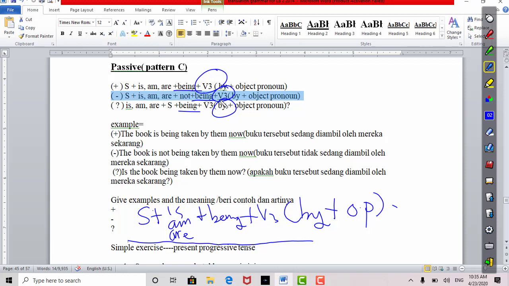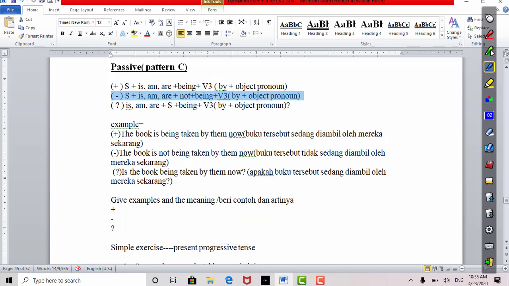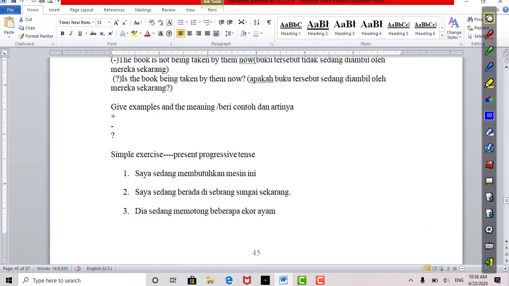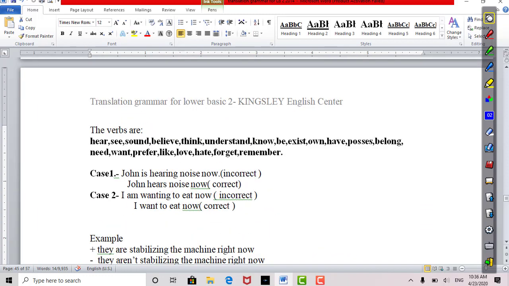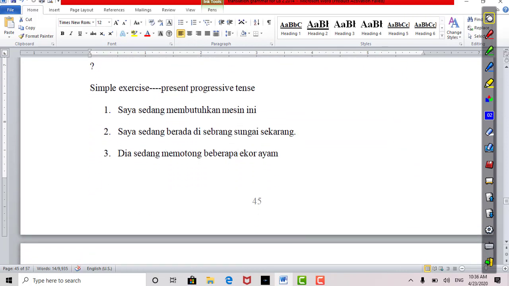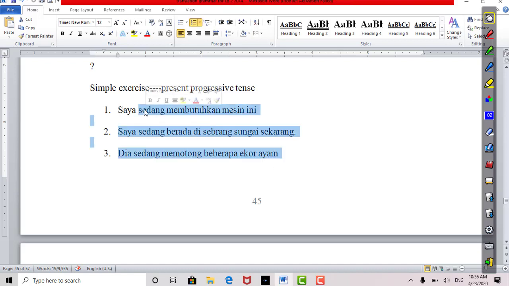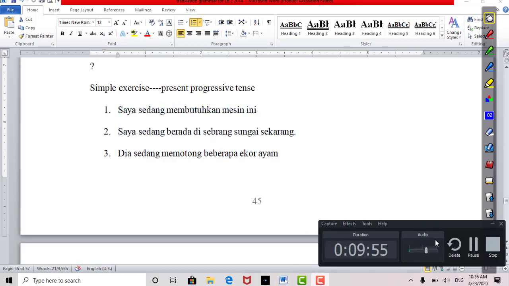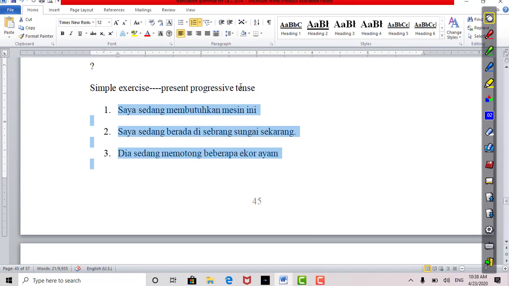Okay, so now I will erase this. Now we'll look at this simple exercise. Now we will try to discuss pattern A, pattern B, or pattern C. Alright, I will make this big, so it will be easy for you to understand. Okay, now I will make this big first so you can write down the letter. Alright, so this one will be like this.